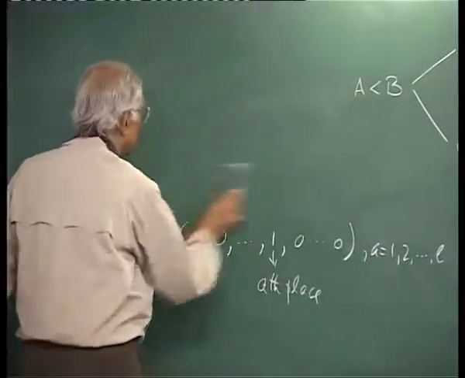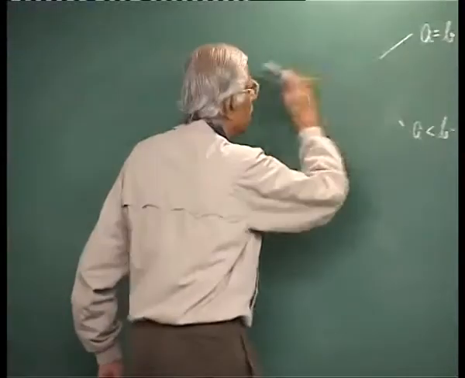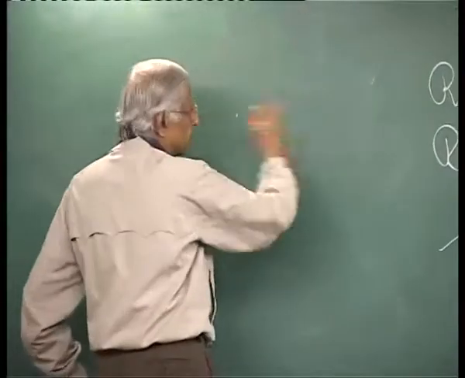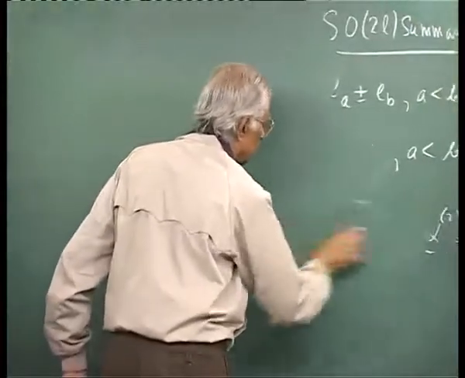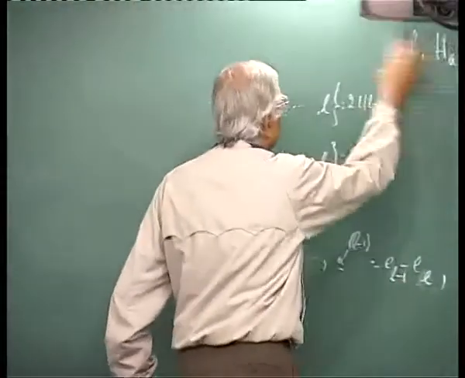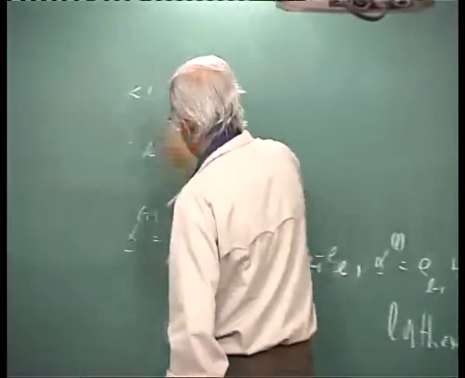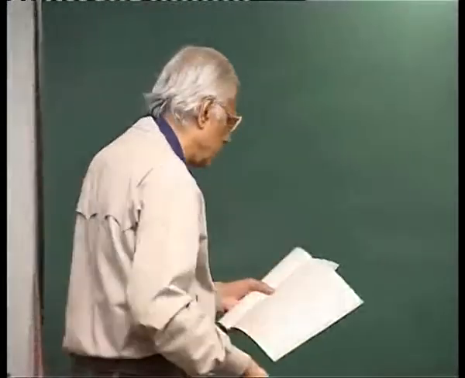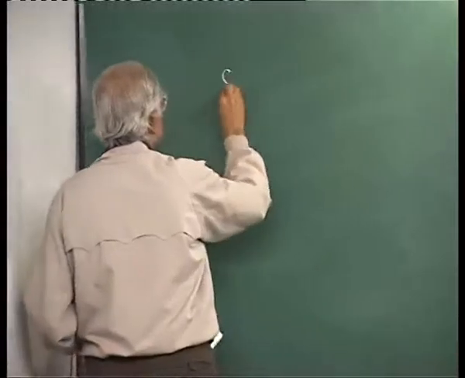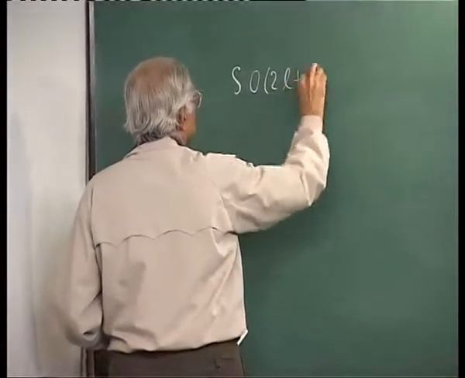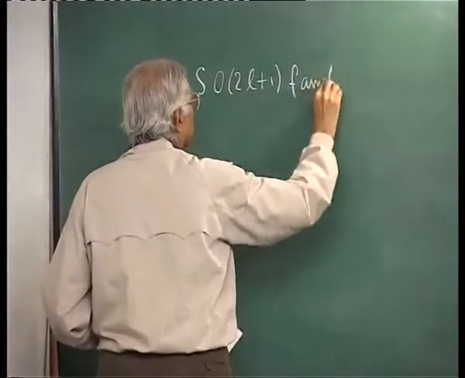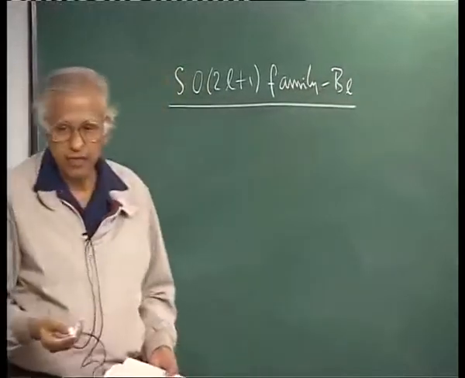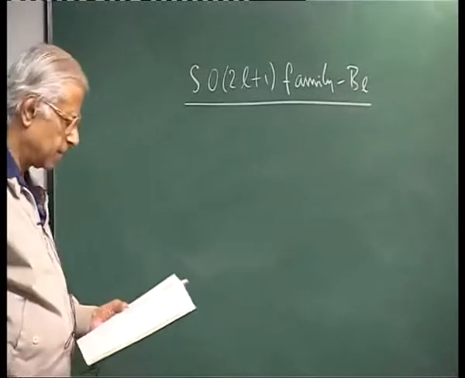Next I go to the family BL. This one is relatively easy based on what we have seen for the SO(2L). So it will not take us much. So in the Cartan classification, these are the real orthogonal rotation groups in odd numbers of dimensions. So it includes our favorite three-dimensional rotation group.